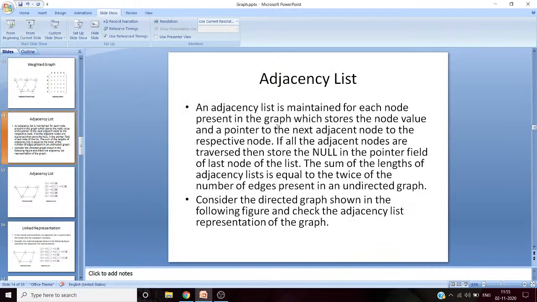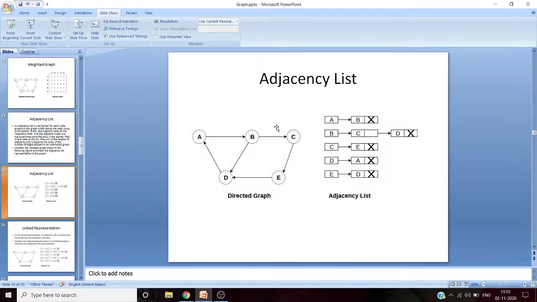So, we will move to the adjacency list. If it's not clear, please let me know in the chat box. Okay. So, we will consider the adjacency list. See, we will check the neighbors. First, we will start with node A. It has only one neighbor, B.